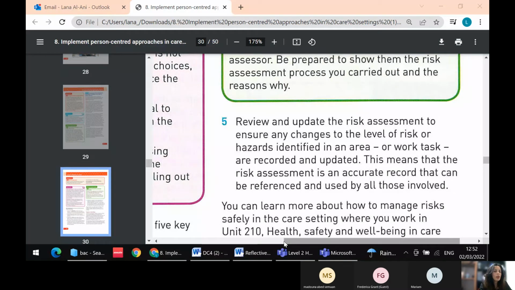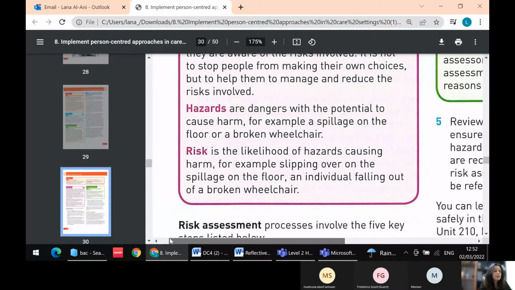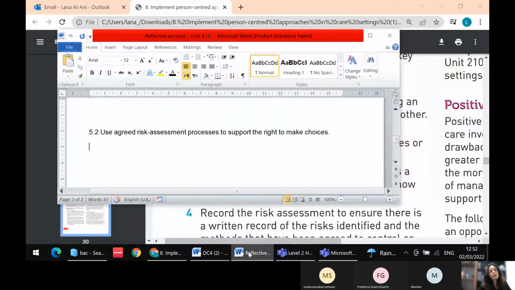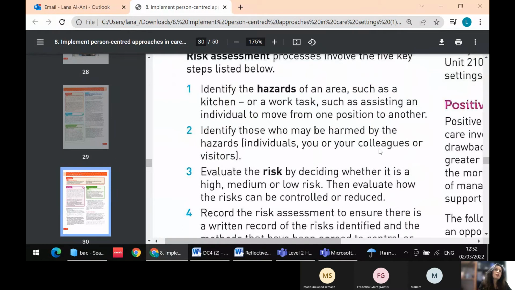Yeah. So what it says here is use agreed risk assessment processes to support the right to make choices. Let us say another client, Mrs. S. I go every day to help her in her house. Sometimes I have to sleep in her house because she needs extra help and support. Sometimes she asks if she can cut the salad by herself, even though I'm the person responsible for her cooking. But I can't just say no, because then I need to assess the risk and the hazards involved in her making her own salads.